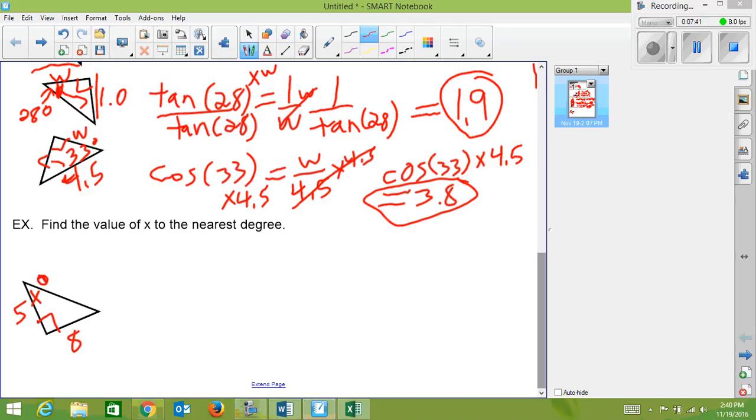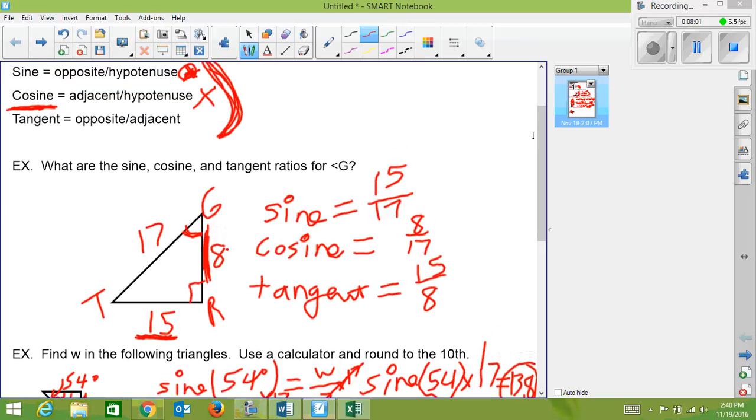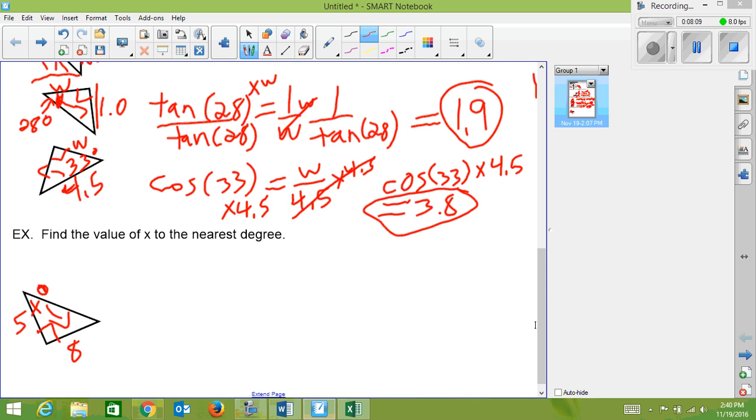So this one says find the value of x to the nearest degree. So on this one, the degree is missing. On the other 3 examples we just did, we had the degrees. So this one's going to be a little bit different. So if you look at what sides we have, the opposite side and the adjacent side. So if you go back up to your little formulas here, we have the opposite and adjacent, so that would be a tangent. So tangent of x degrees equals your opposite over your adjacent, which is 8 divided by 5.